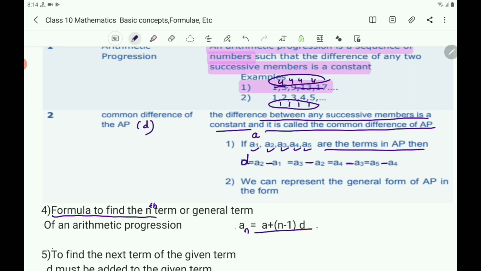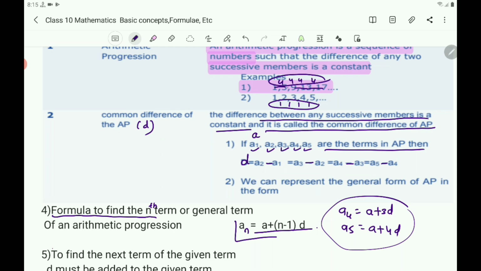Also a4 equals a plus 3d, a5 equals a plus 4d. Similarly a10 equals a plus 9d, a15 equals a plus 14d. You must know it this way. For an, observe that it is 1 less than n, that is n minus 1. So for a4, 1 less than 4, a plus 3d; for a5, 1 less than 5, a plus 4d. In this way, the general formula is an equals a plus n minus 1 into d.